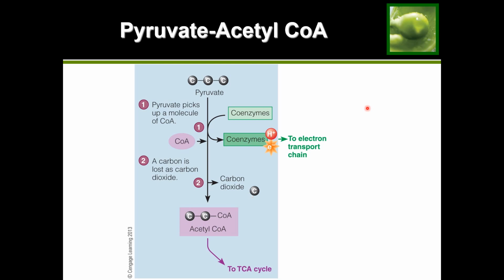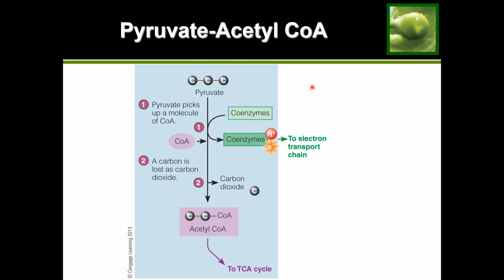So because of that, in the aerobic pathway, pyruvate is actually not going to be converted into lactate. It's not going to be getting those hydrogens and electrons from the coenzymes. The coenzymes are going to hold on to them and keep collecting them.